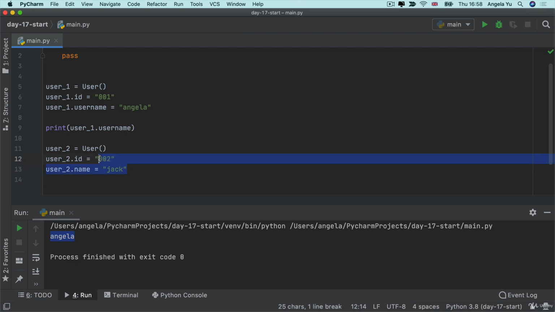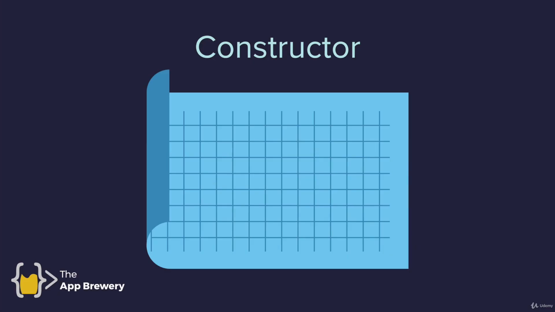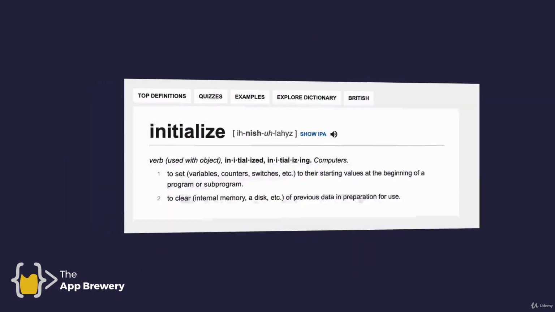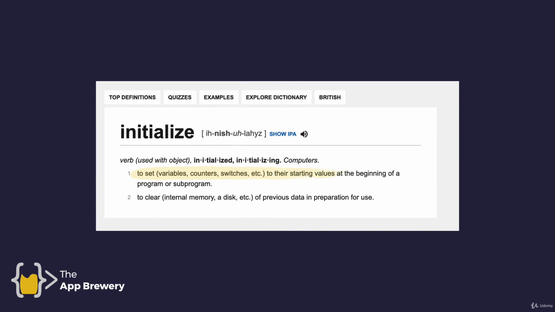How can I specify all these starting pieces of information when I create my object from the class? Now, in order to do this, we have to understand something called a constructor, which is a part of the blueprint that allows us to specify what should happen when our object is being constructed. And this is also known in programming as initializing an object. When the object is being initialized, we can set variables or counters to their starting values.